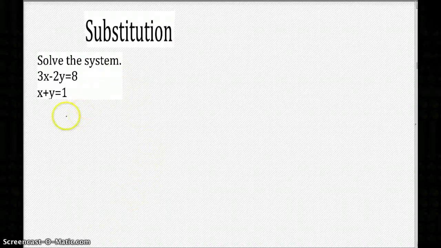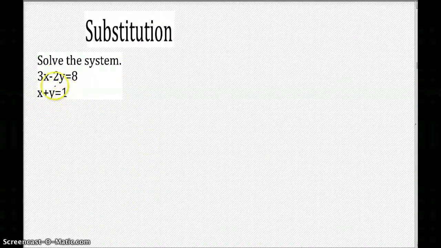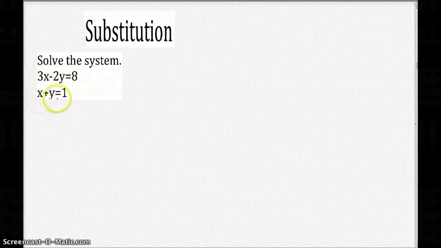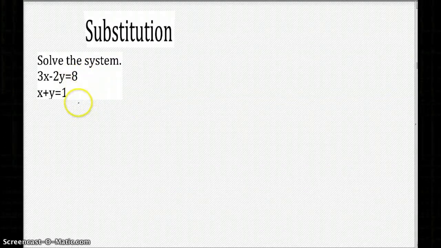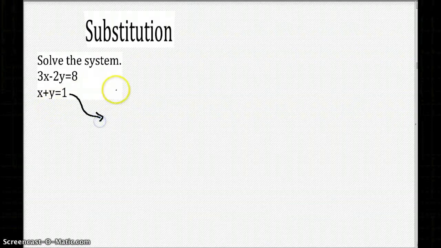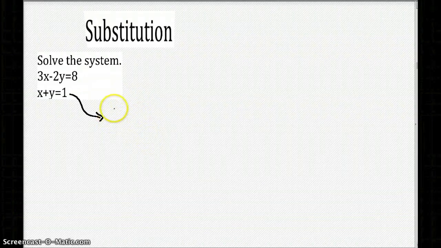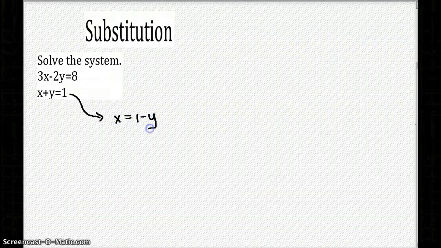In substitution, we're going to try to isolate one of the variables, and we could either start with the first equation or the second one. But the first one is a bit harder because we have 3x and 2y, so we'll have to divide and we're going to get some fractions. So we're just going to stick to the second equation. We can either solve for x or for y, it doesn't really matter. I'm just going to do x. So x equals 1 minus y.